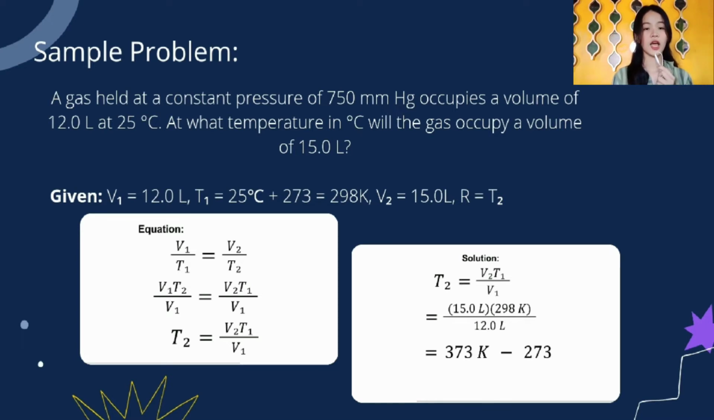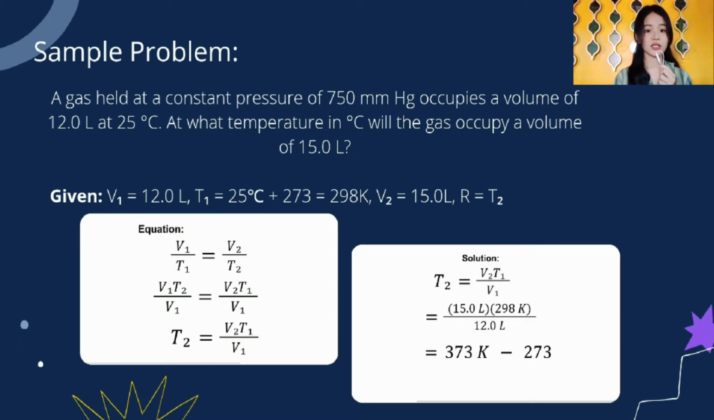But before that, just like what is stated in the previous slide, we have to convert first Celsius to Kelvin, since it's one of the vital rules for this law. 0 degrees Celsius is equal to 273 kelvins. Therefore, our first temperature will be equal to 25 plus 273, or 298 kelvins. Since our first temperature is set, let's proceed to the solution.